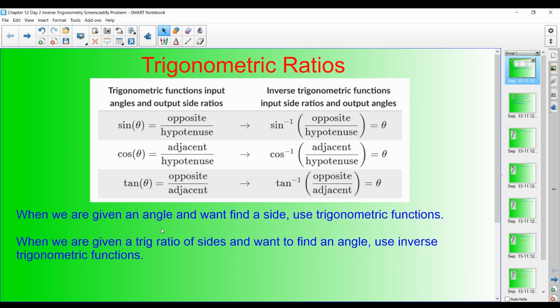So when we're given an angle and we want to find the side, we use trig. And when we are given the multiple sides and we want to find an angle, we use inverse trig.